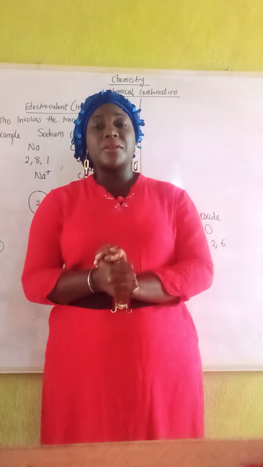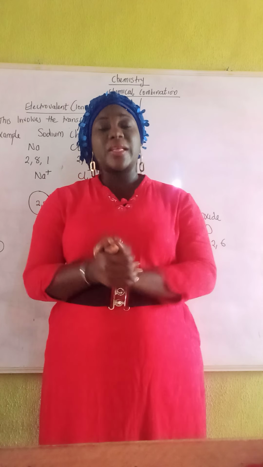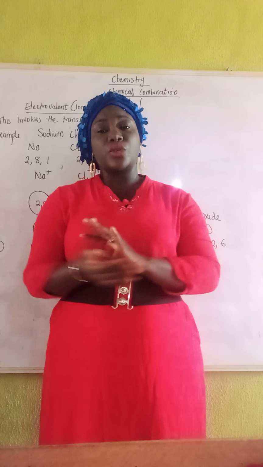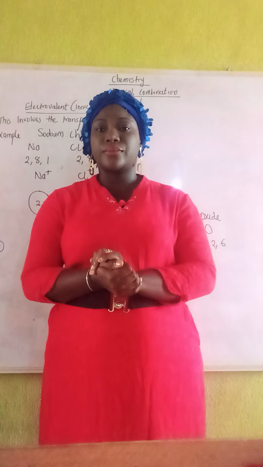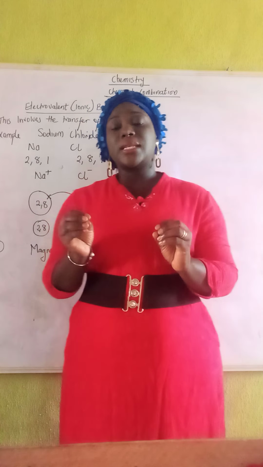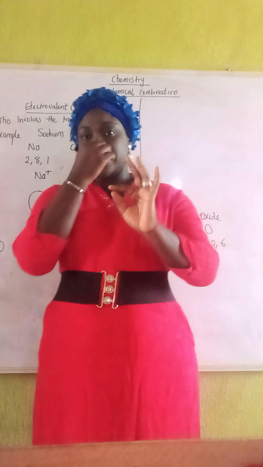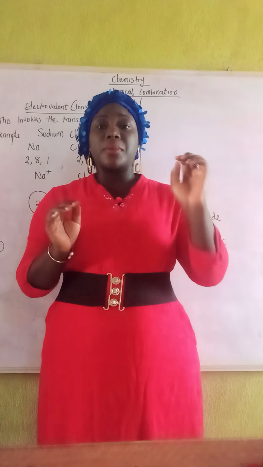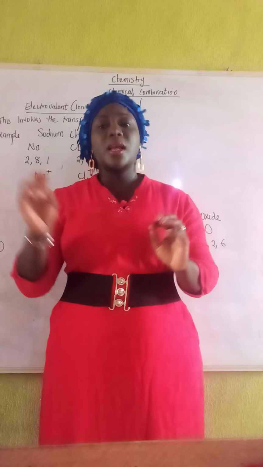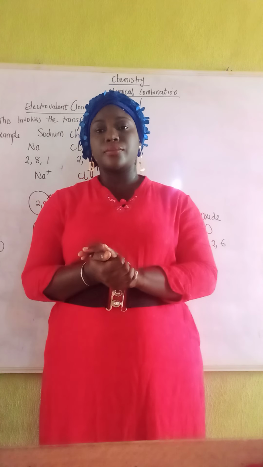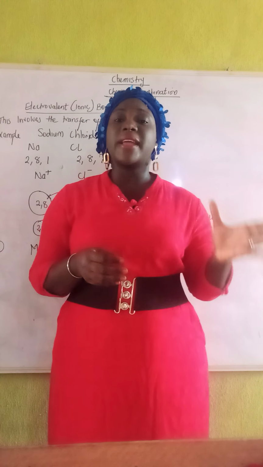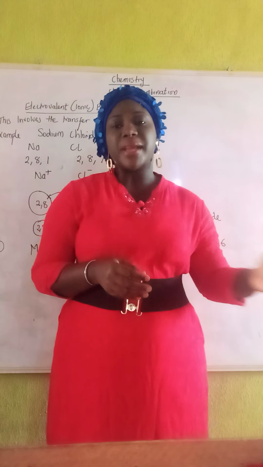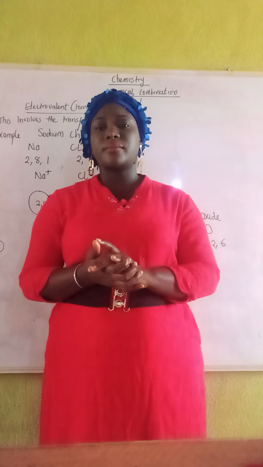Okay, today we'll be talking about chemical combination. That is how elements combine with one another to form a suitable compound. Now, usually under this topic, we have two concepts. We're going to be talking about the electrovalent combination and the covalent combination. Now, this electrovalent combination involves the transfer of electron from one element to another element.